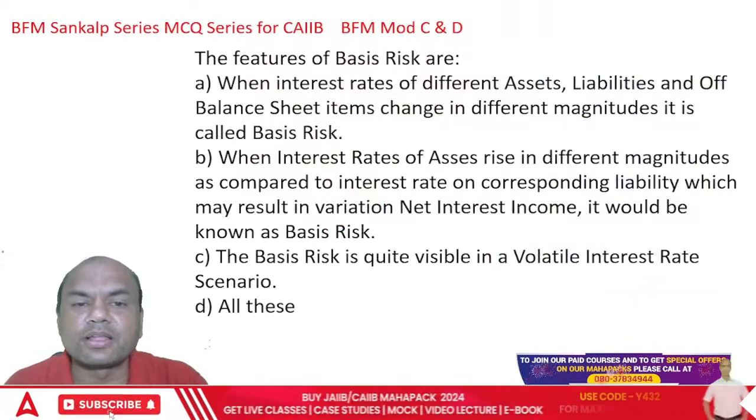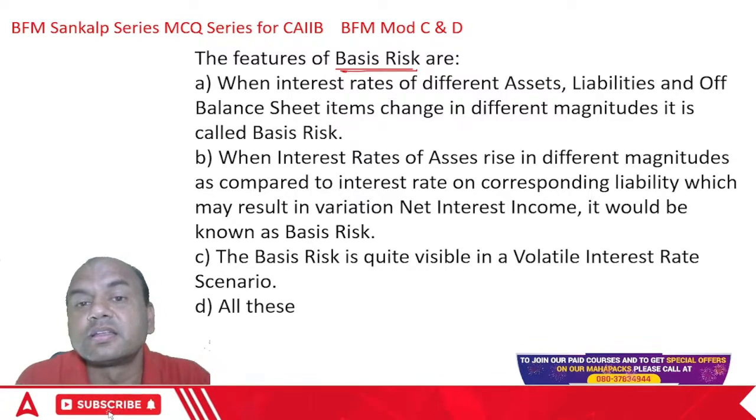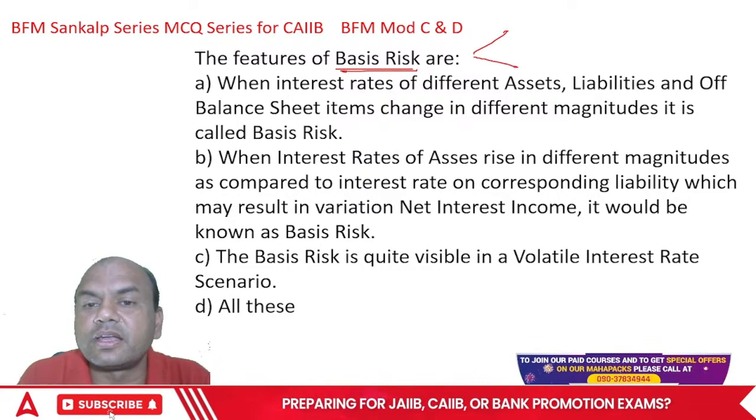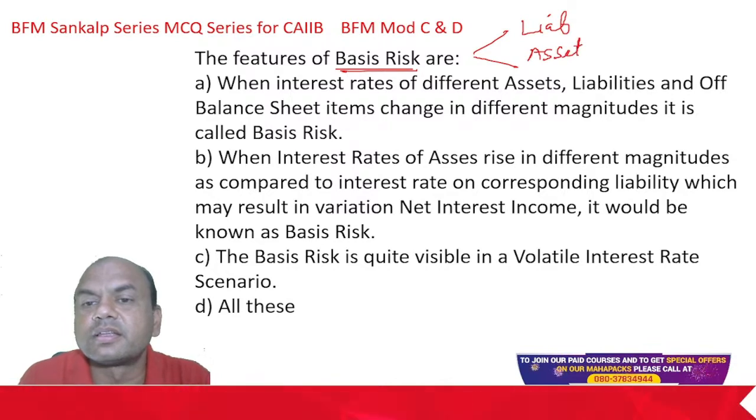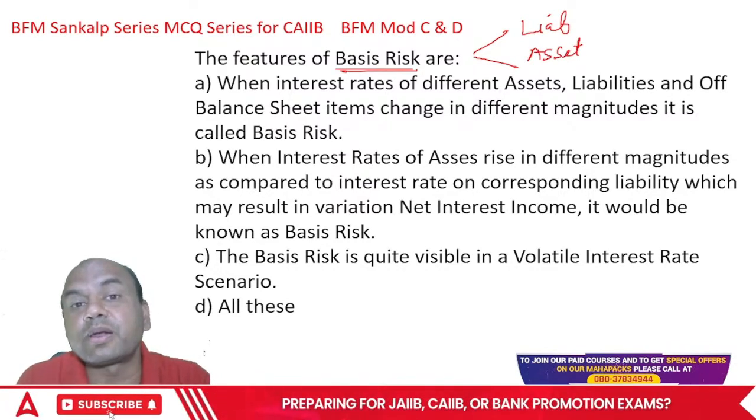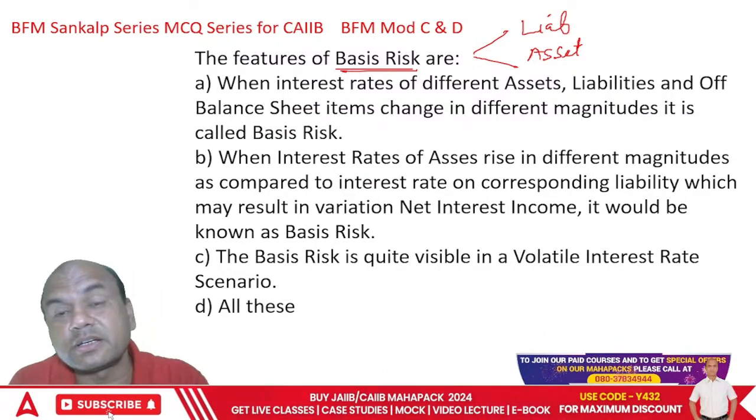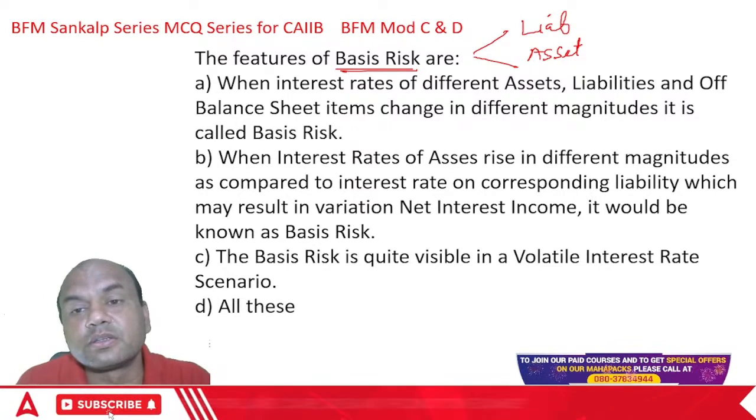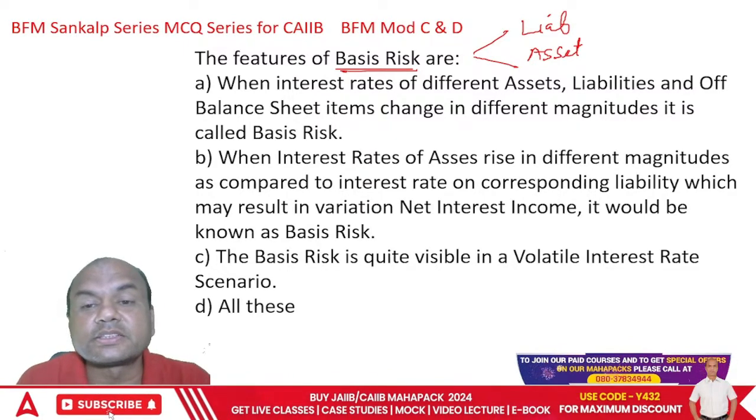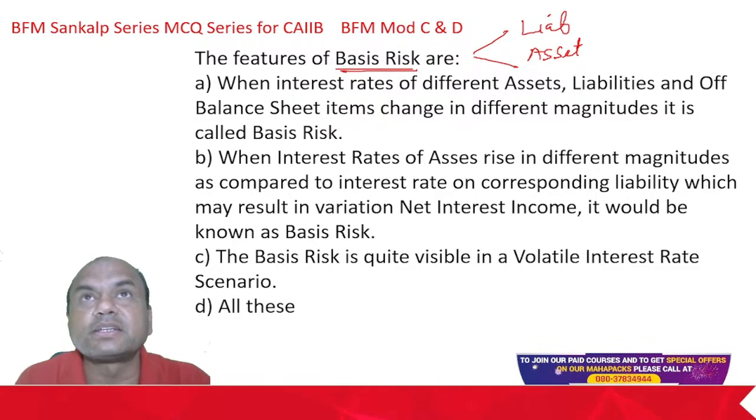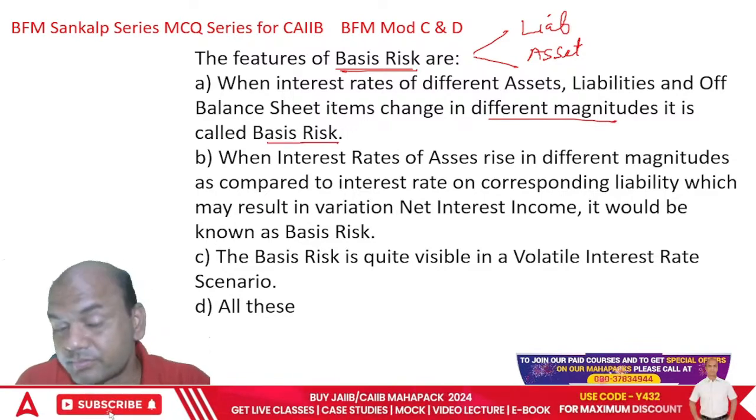These are the features of the basis risk. Basis risk means what? What is meant by basis risk? The rate of interest of liabilities and assets, means deposits and loans, changes differently in different magnitudes. ROI changes differently, means the rate of interest of deposits changes by 2% and the rate of interest of loans changes by only 1%. So that is known as basis risk. When the interest rates of different assets, liabilities and off-balance sheet items change in different magnitudes, it is called basis risk.